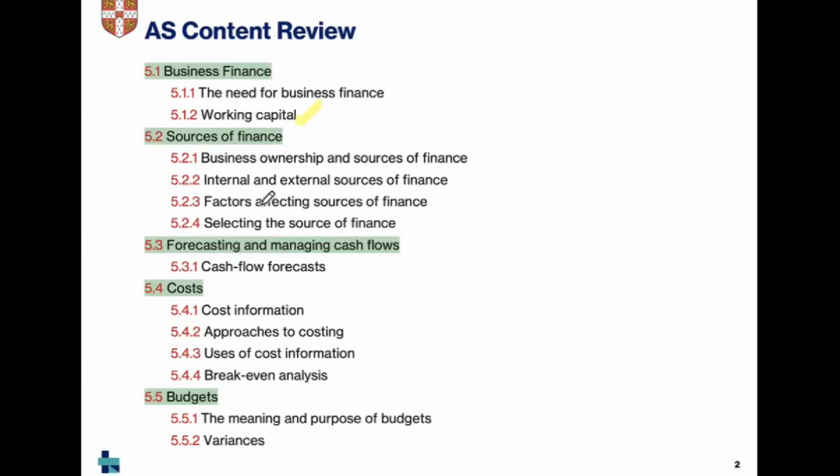We also talked about the factors affecting sources of finance. We looked at cash flow forecasting. And then in 5.4, we looked at cost information, approaches to costing, and uses of cost information. We talked about break-even analysis, where we talked about contribution costing and all that. And lastly, we talked about budgets, the meaning and purpose of a budget. And then we looked at budget variances and what it means for a budget to be in variance.